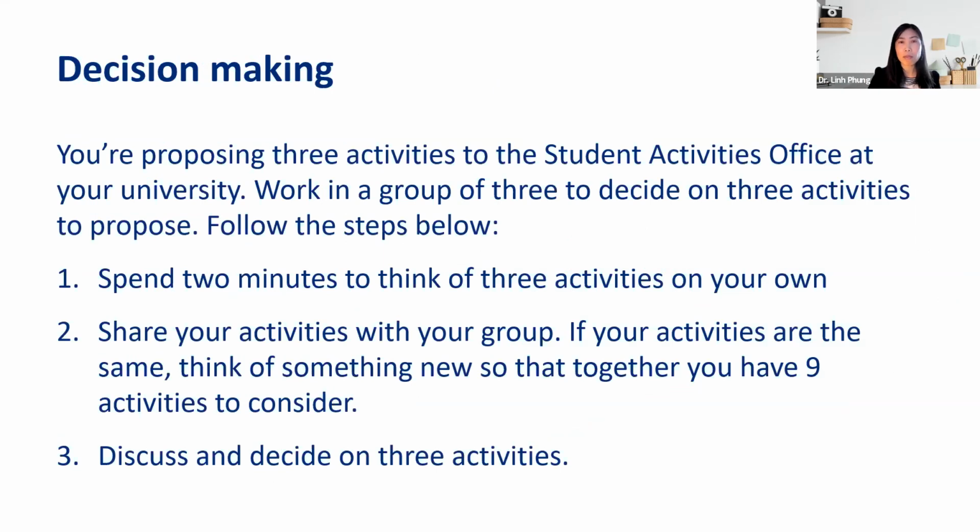Work in a group of 3 to decide on 3 activities to propose. Follow the steps below. Spend 2 minutes to think of 3 activities on your own. Then share your activities with your group. If your activities are the same, think of something new so that together you have 9 activities to consider. Discuss and decide on 3 activities.